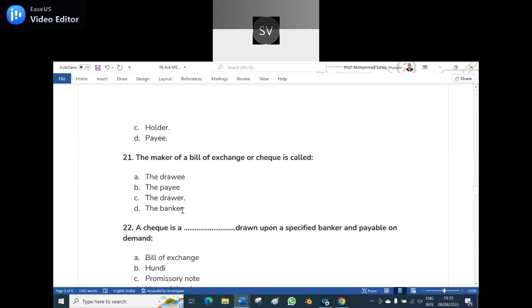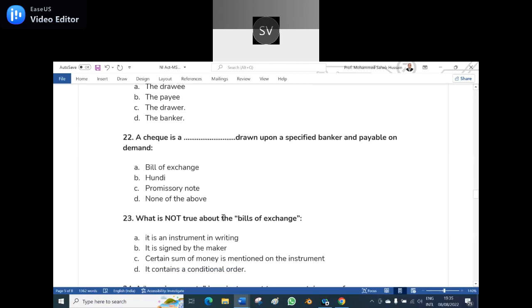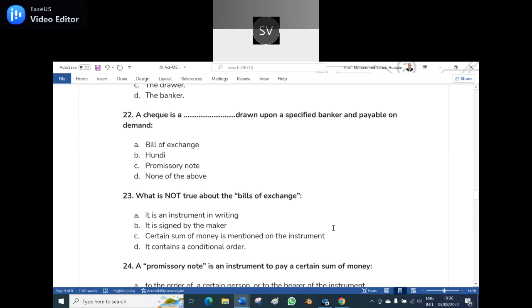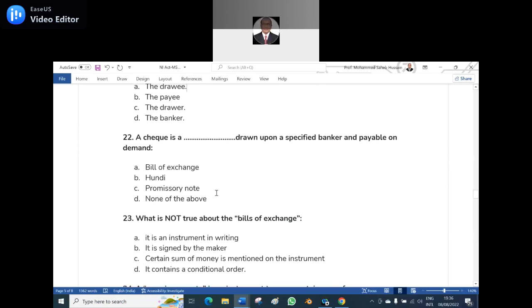22nd question. A check is a dash drawn upon a specified bank and payable on demand. Option A, bill of exchange. Option B, hundi. Option C, promissory note. Option D, none of the above. The bill of exchange. Yes, option A is the correct answer, bill of exchange.